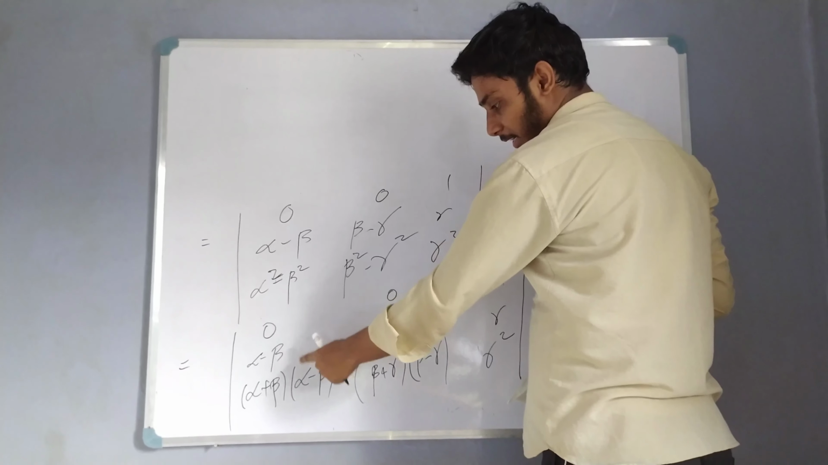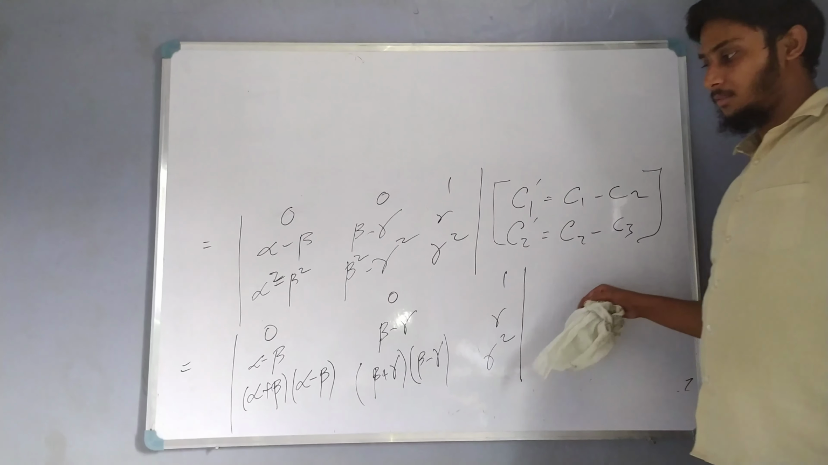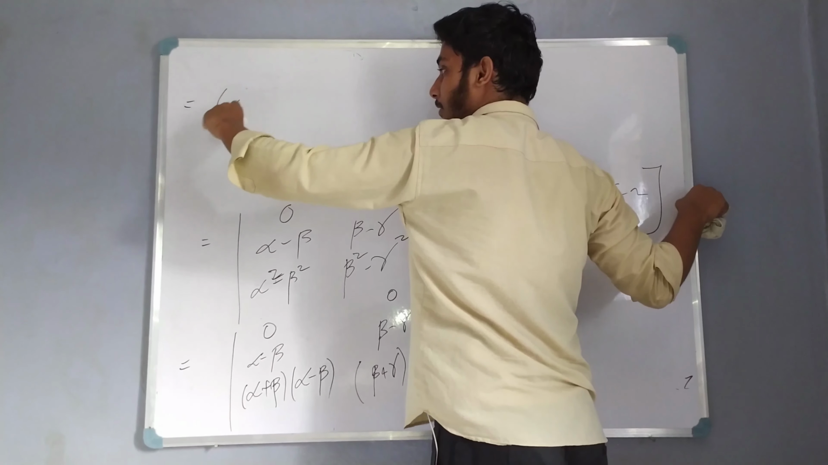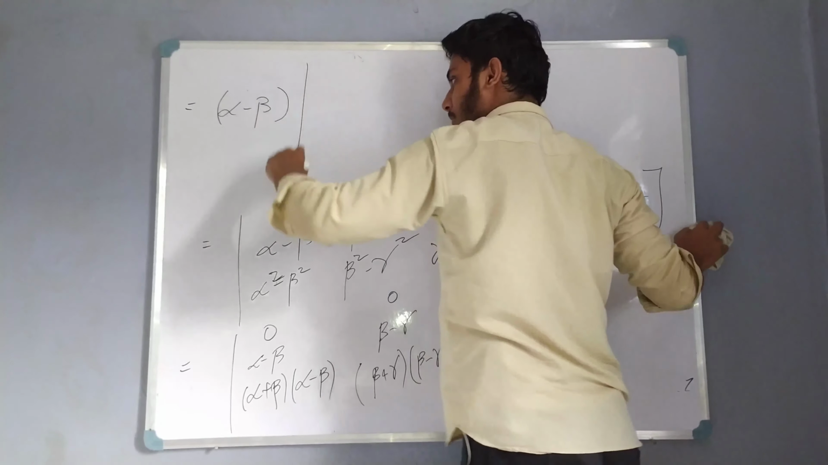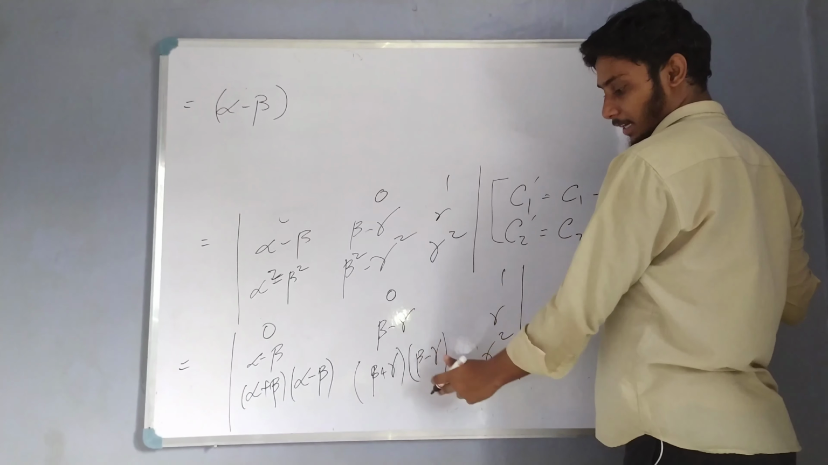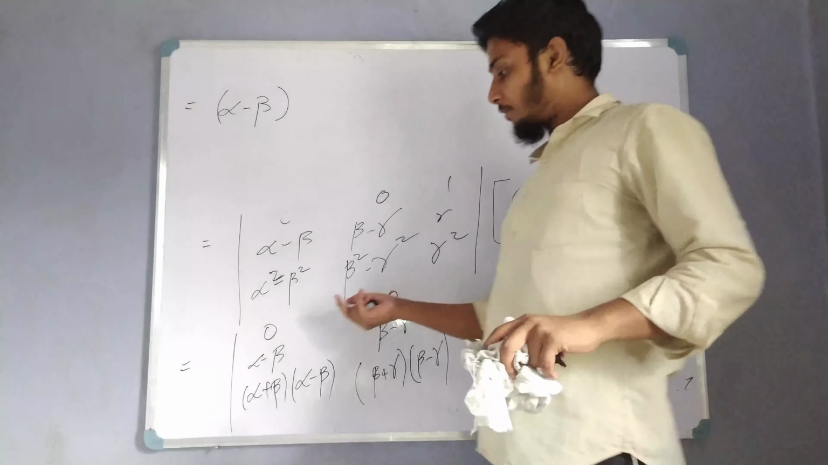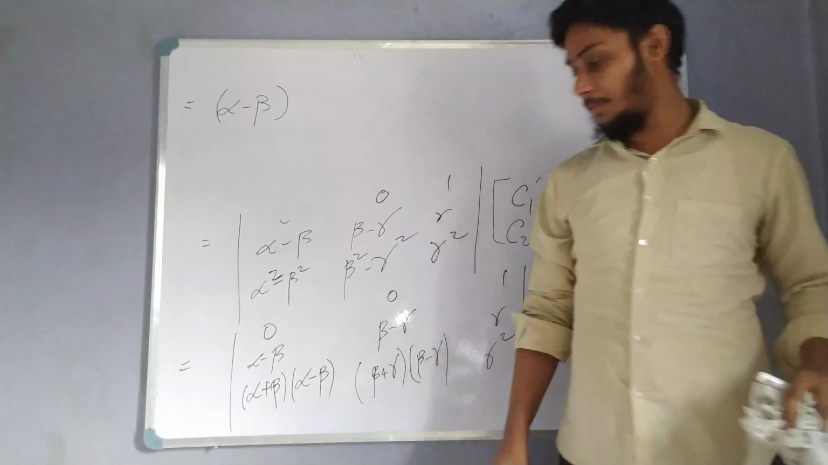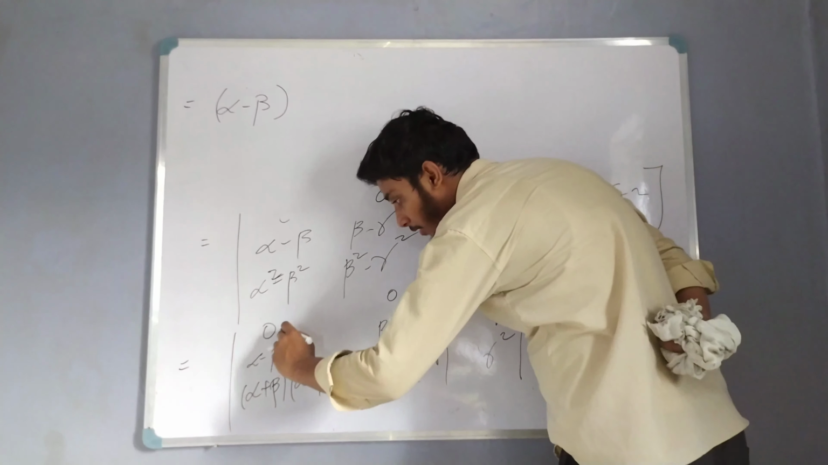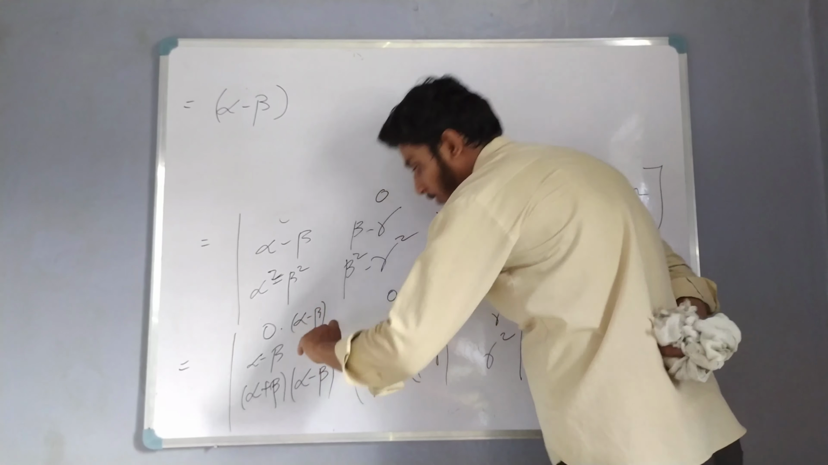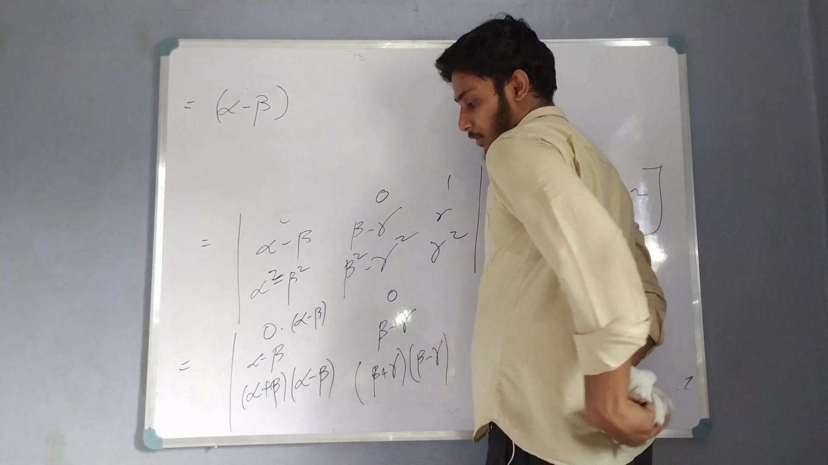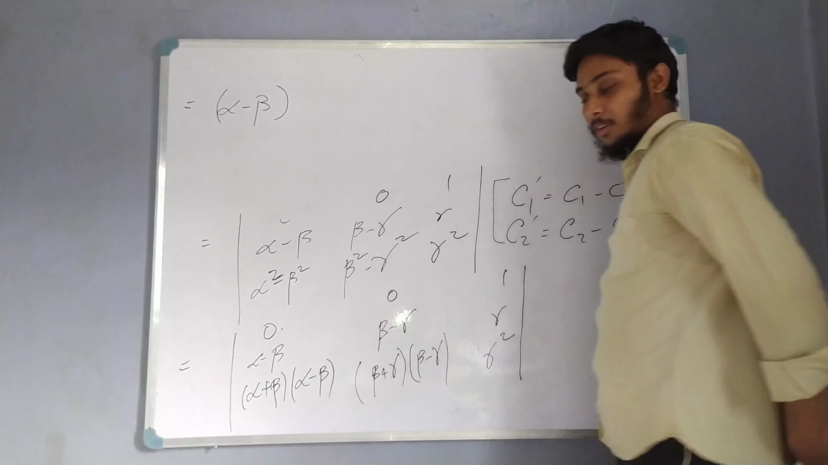If you see, alpha minus beta can be taken as common from the first column. So if you take alpha minus beta as common, it will come out of the determinant. And again here see, beta minus gamma can be taken as common. You may have the question that 0 doesn't have any alpha minus beta, so how we have taken alpha minus beta as common. So we can easily write 0 as 0 into alpha minus beta. So now you can take common as alpha minus beta. So you can take any number as common from 0.